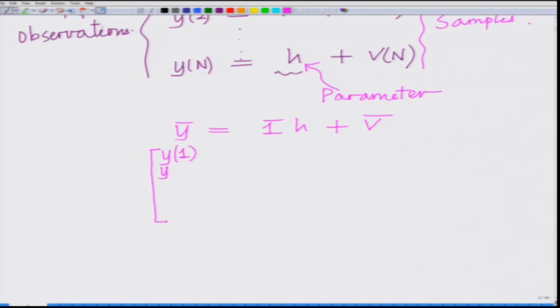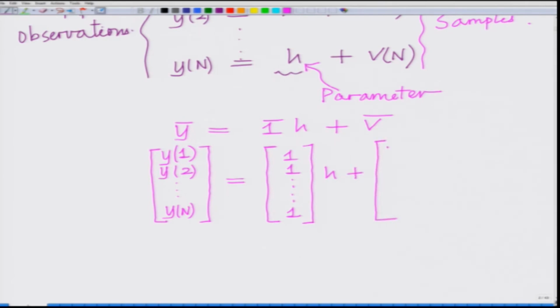So, I can write this as y bar equals vector 1 bar times h plus v bar, where y bar equals y 1, y 2, and so on up to y n. This is the observation vector. 1 bar is the vector of all ones, h, plus v bar, which is v 1, v 2, up to v n. So, this is your vector y bar, this is your vector 1 bar, this is your vector v bar, which is the noise vector.